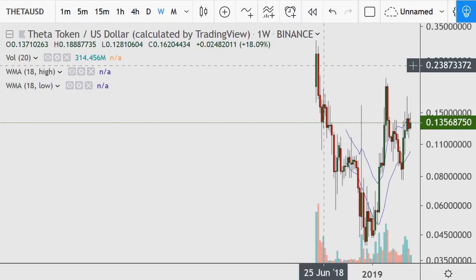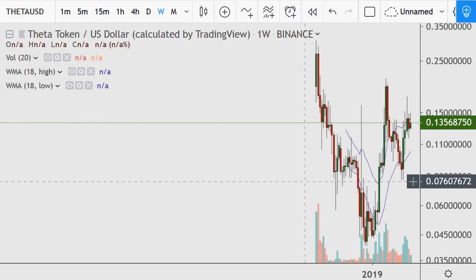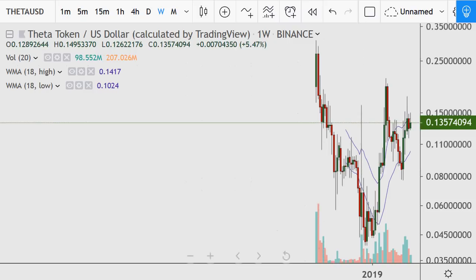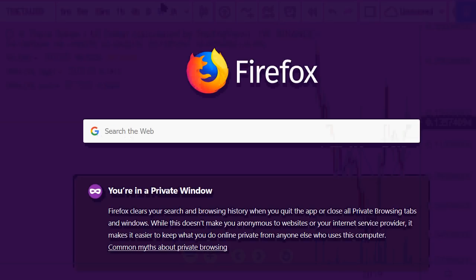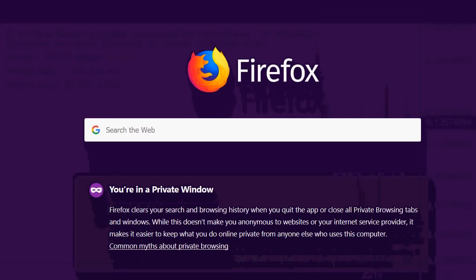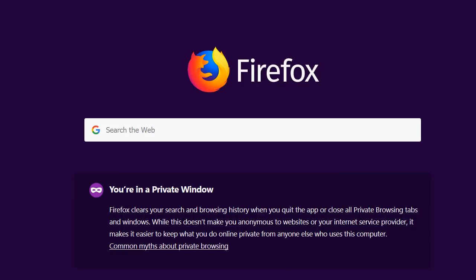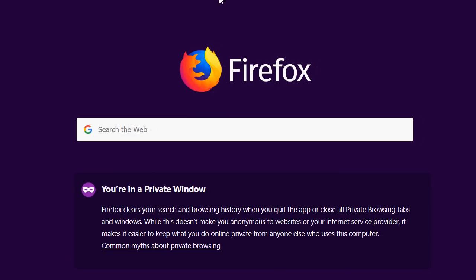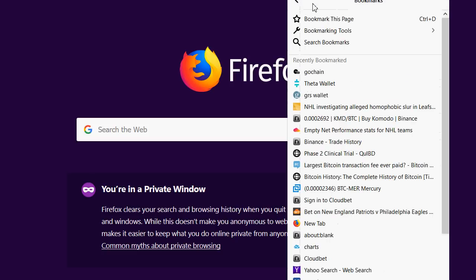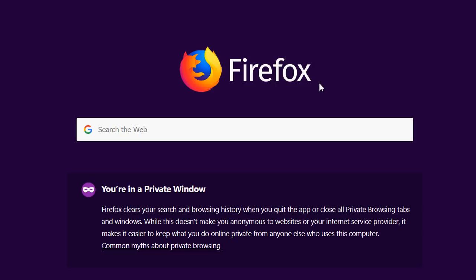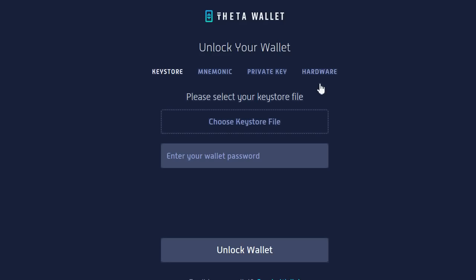Now, as far as the Theta coin, when you go in, at least this is with Firefox, you're in a private window. I think that's important to have on. Then we can go to the wallet here, and this brings us to thetatoken.org, where you can create a wallet.